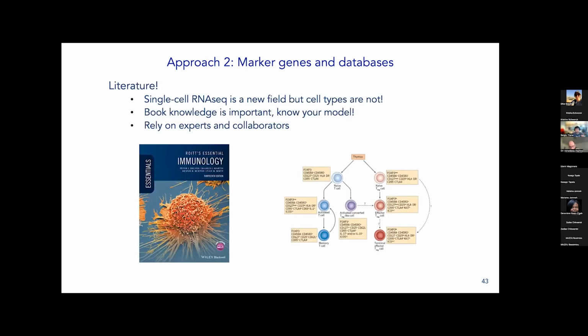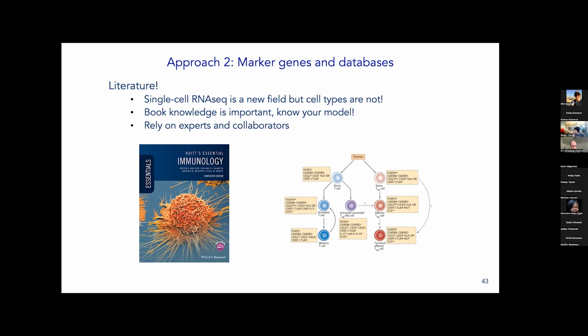So just going to the first one, marker genes and databases. Basically this is literature. It might sound very basic, but in a lot of cases, single cell RNA-seq might be a new field, but a lot of the cell types have been known for decades. And this knowledge is basically textbook knowledge, for things like immunology and hematopoiesis.